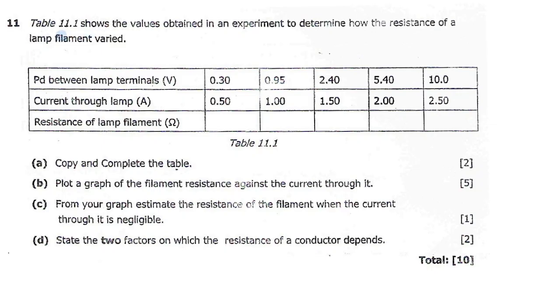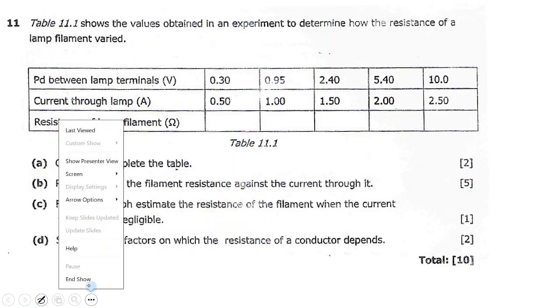Here they're saying table 11.1 shows the values obtained in an experiment to determine how the resistance of a lamp filament varied. Here we have the potential difference between lamp terminals, V, and the current through the lamp, A. So these are the voltages, then these are the currents. Then they're saying copy and complete the table. So you are going to copy this table somewhere.